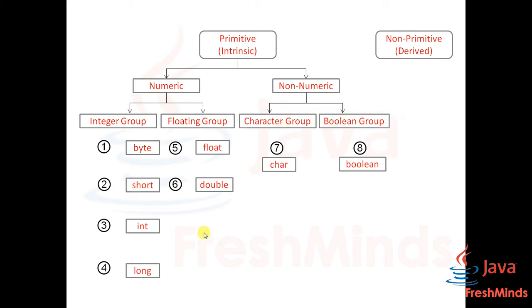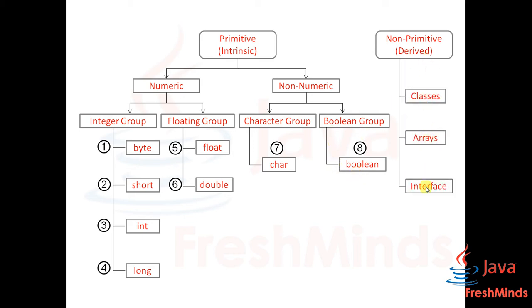So byte, short, int and long belong to the integer group, and float and double belong to the floating group. The character group has one data type called char, and the boolean group also has one data type called boolean. Non-primitive data types are classes, arrays and interfaces. These are the major concepts. We will discuss them in our upcoming videos.